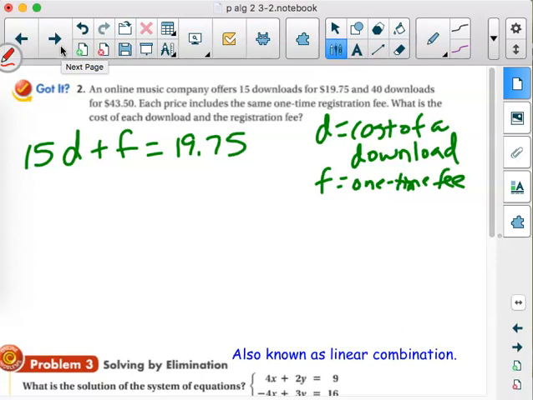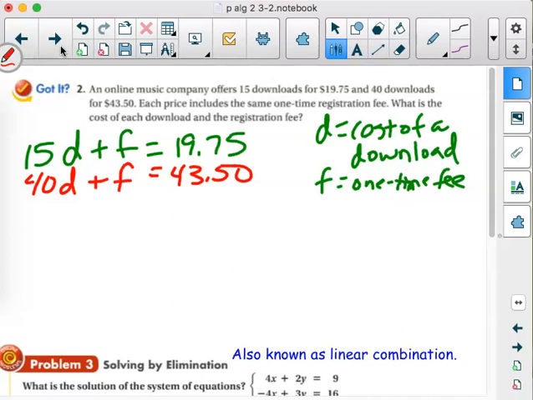Another total. $43.50. Whew. That's a hefty bill for your music. What do you get for $43.50? 40 downloads. Now it doesn't sound so bad, right? Do you have to pay the fee? You always pay the fee, don't you?